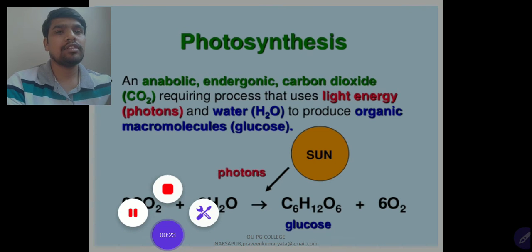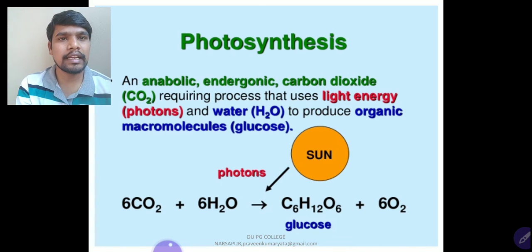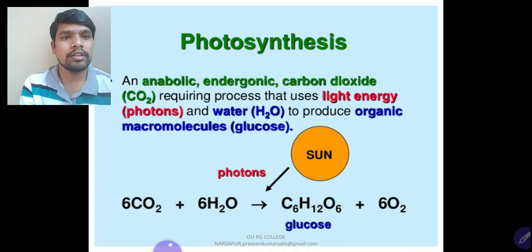Photosynthesis is an anabolic, endergonic, carbon dioxide requiring process that uses light energy, that is the photons, and water to produce the organic macromolecules, that is the glucose. So by using this light energy and water, it will give the glucose. So 6CO2 plus 6H2O gives rise to C6H12O6 glucose plus 6 O2 in the presence of photons.